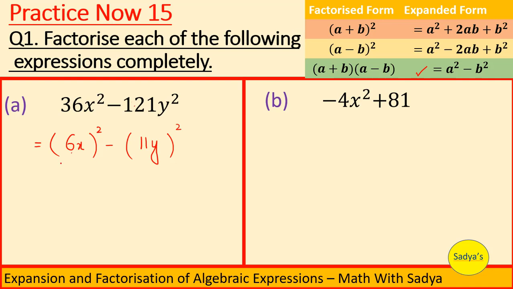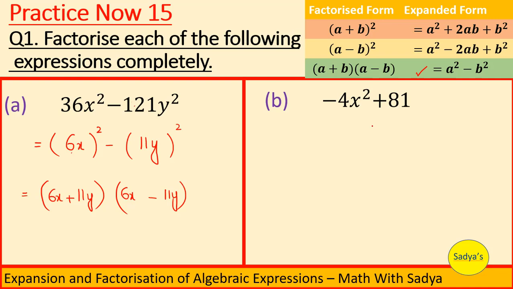So a square minus b square is equal to a plus b into a minus b. So let me write the structure: a plus b and a minus b. A is 6x, b is 11y. So this is the factorized form of the question which is given in A part.